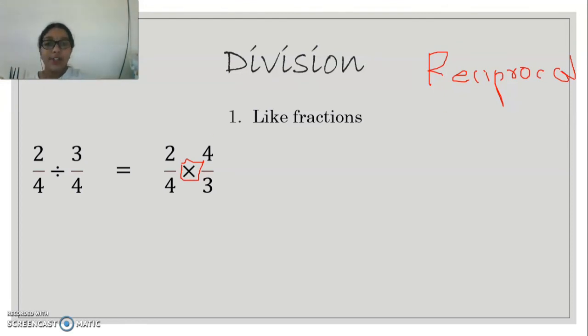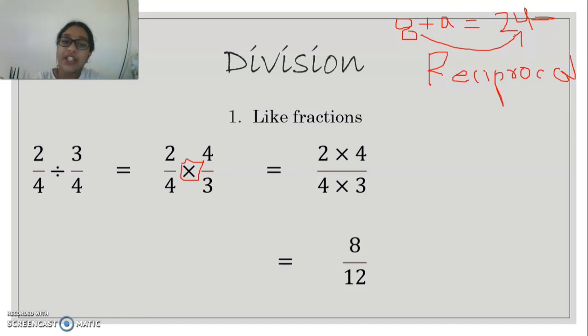Suppose, let's take the example of 8 plus A is equal to 24. To find A, we transpose 8 to the other side and it changes to subtraction. The same thing we are doing over here. Now, if it changes to multiplication, our job is easy. Just do the multiplication. 2 into 4 by 4 into 3, which is nothing but 8 by 12.